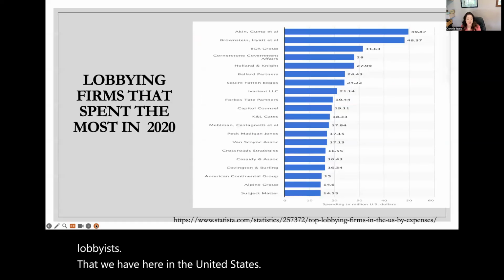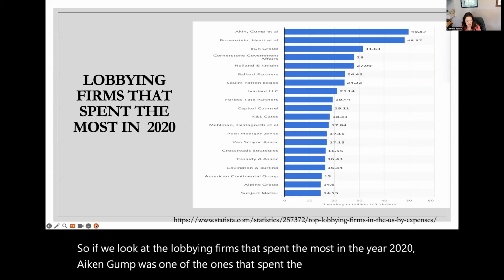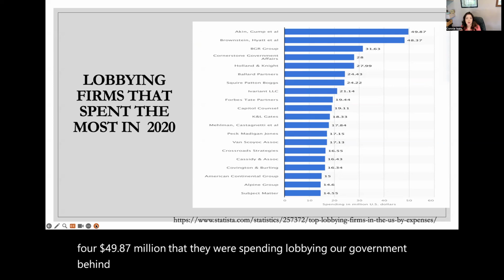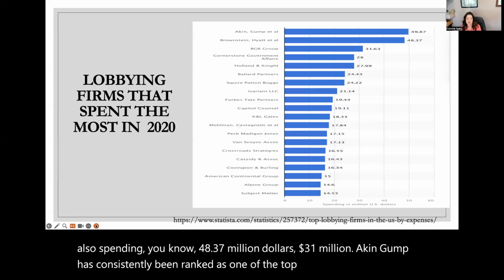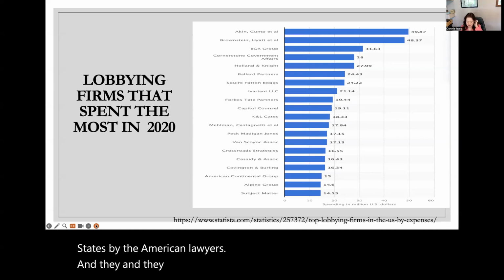So if we look at the lobbying firms that spent the most in the year 2020, Akin Gump was one of the ones that spent the most. They had about $49.87 million that they were spending lobbying our government. Behind them were Brownstein Hyatt et al. and BGR Group, which were also spending $48.37 million and $31 million. Akin Gump has consistently been ranked as one of the top law firms in the United States by the American Lawyer. And they spend all this money trying to influence our government.